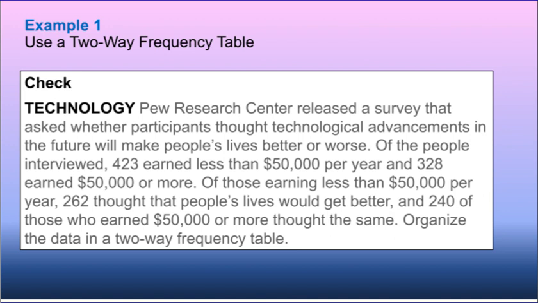As for example one, technology. Pew Research Center released a survey that asked whether participants thought technological advancements in the future will make people's lives better or worse. Of the people interviewed, 423 earned less than $50,000 per year, and 328 earned $50,000 or more. Of those earning less than $50,000 per year, 262 thought that people's lives would get better. And 240 of those who earned 50,000 or more thought the same. Organize the data in a two-way frequency table.